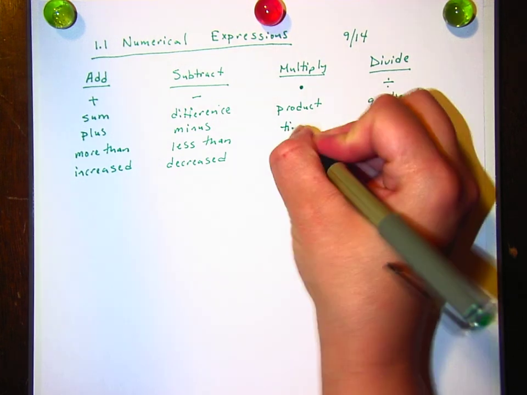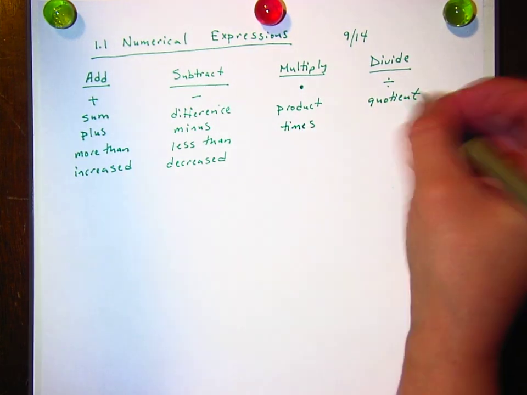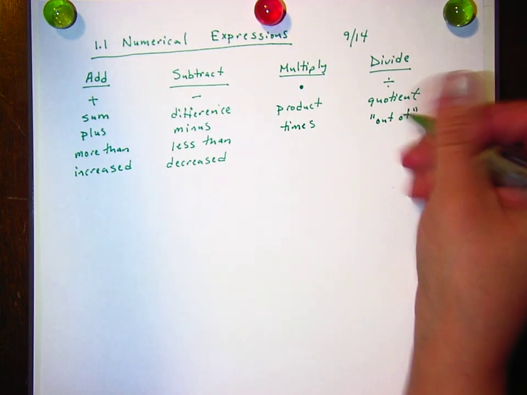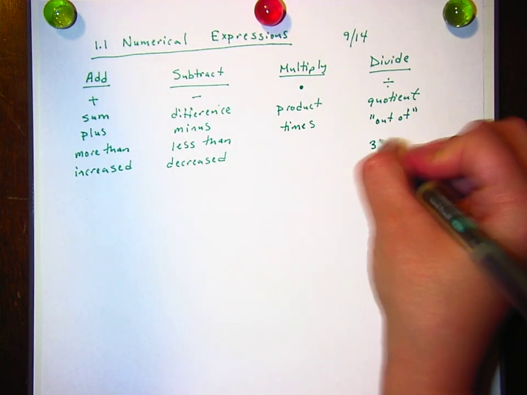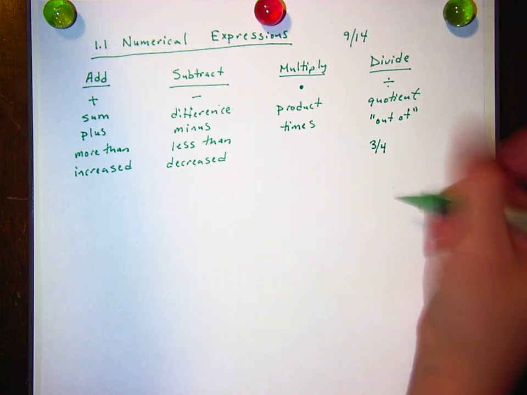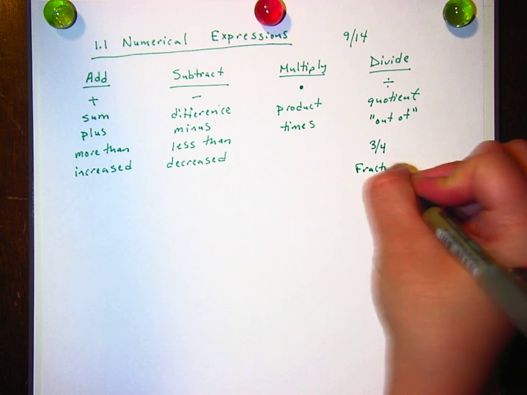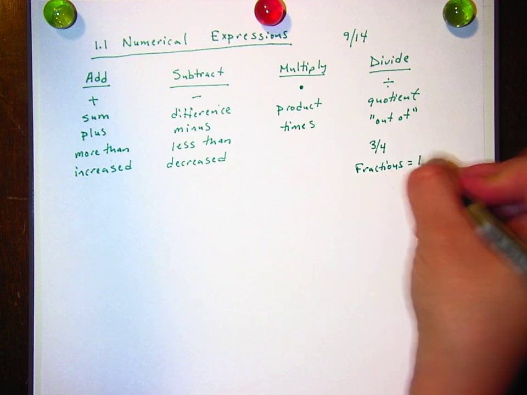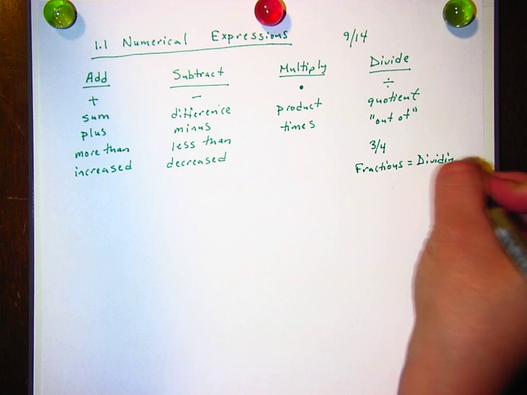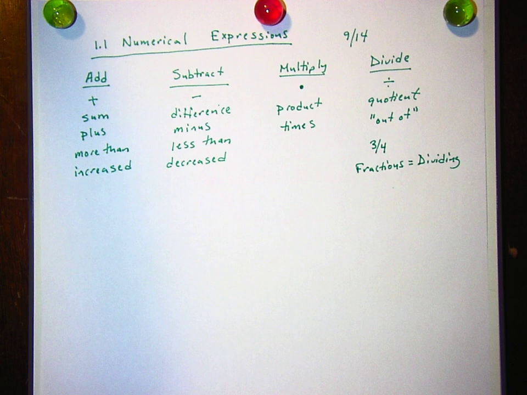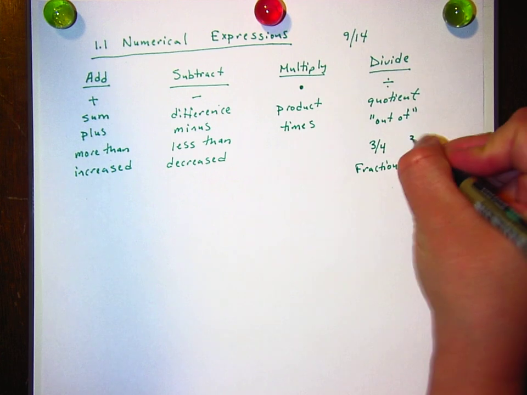Another word for multiply is times. Another word for divide, out of, actually. Like, for example, if I had 3 out of 4, that is a dividing sign right there, that slash. So really, this is something that a lot of people miss. Fractions are dividing. 3/4 is the same thing as 0.75, and if you in your calculator take 3 divided by 4, you get 0.75. So, same thing. This is 3 divided by 4.